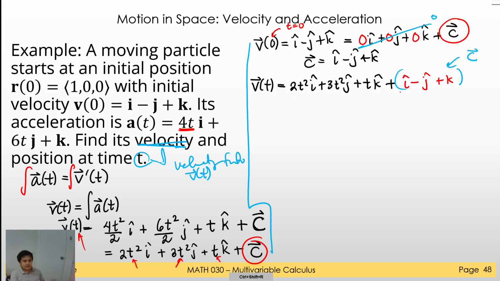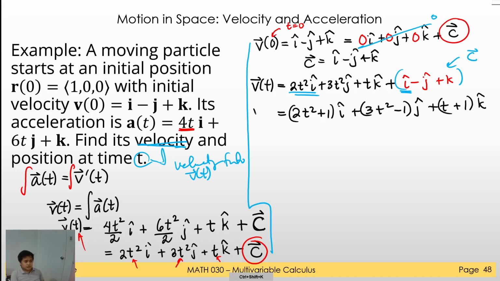So you can now add these two vectors in their respective components. So what does this mean? This is just one, no? So this will be 2t squared plus 1, and then we have i hat, and then plus 3t squared minus 1, and then j hat, and then we have t, sorry, not t squared, but t plus 1, and then k hat. So this is your vector function for your velocity.